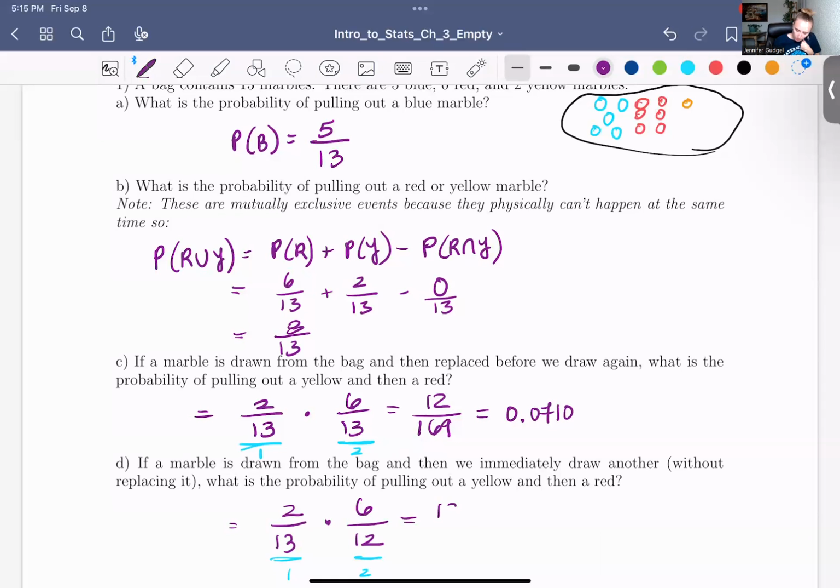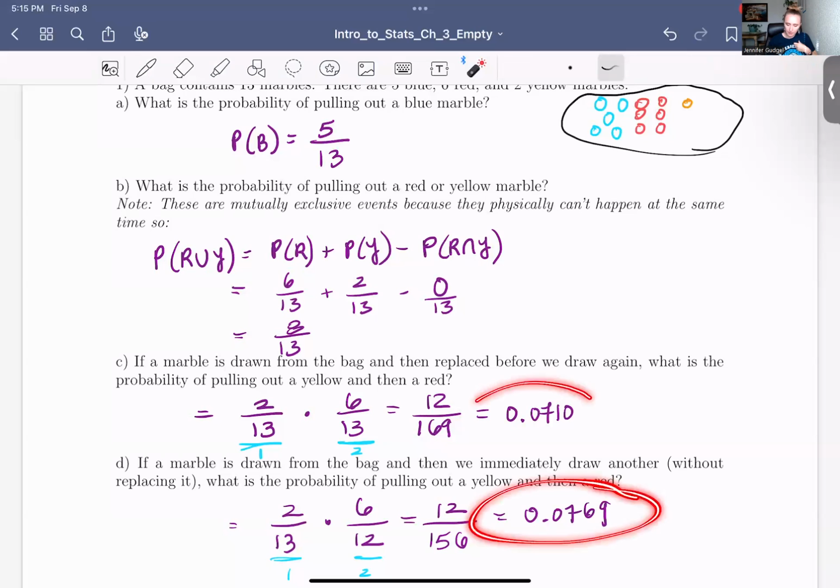So this is what we would multiply across. 6 times 2 is 12. That's where that's coming from. 13 times 12 is not 169 anymore. It's now 156. Put this in a calculator and we get 0.0769. So a slight increase in probability when you do not have replacement, because now there's less to choose from to accomplish that task.